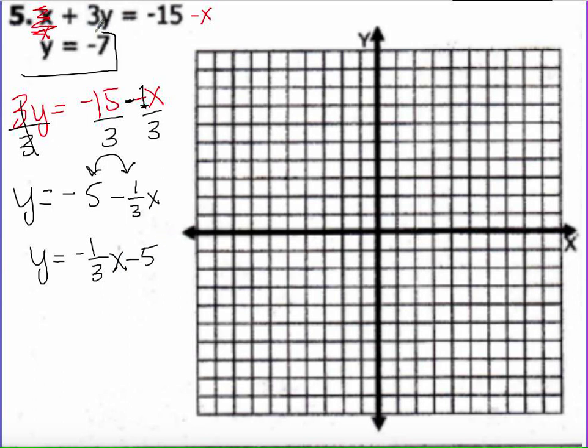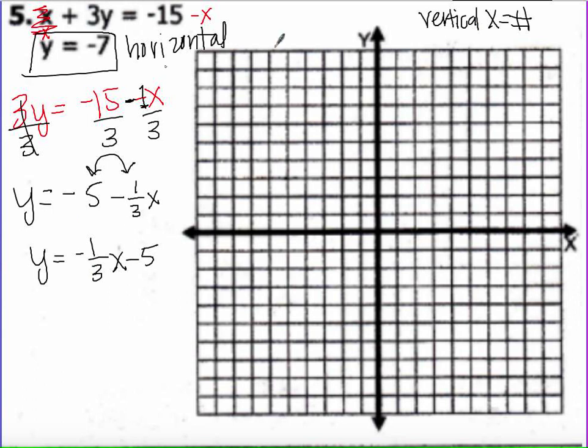The other one is a special case line. I can't really rearrange it. It's just y equals -7. And we remember those are horizontal lines. So y equals a number is just horizontal. If I had x equals a number, it would be vertical.